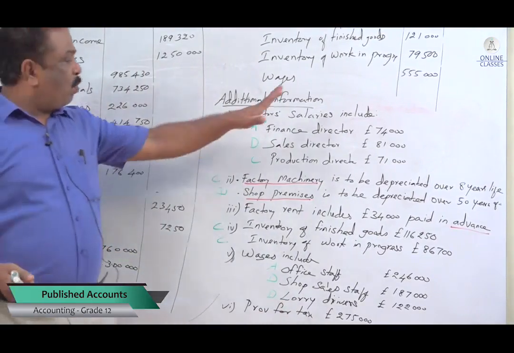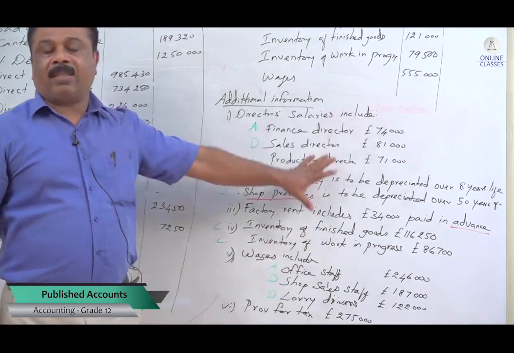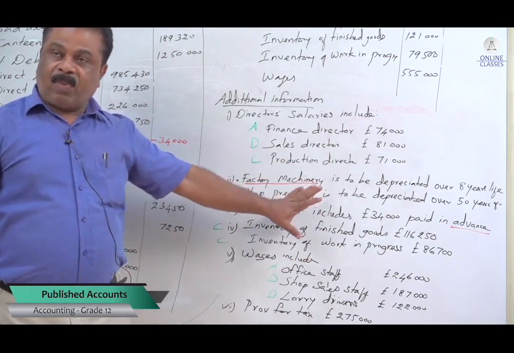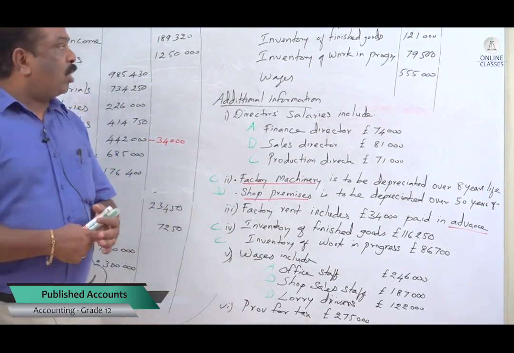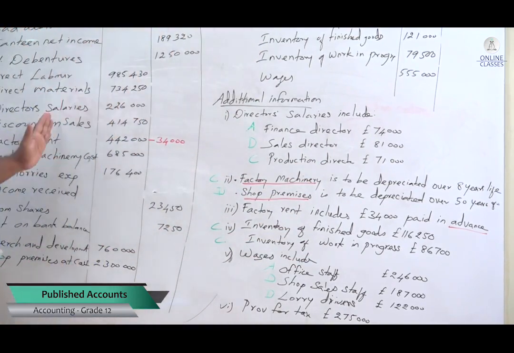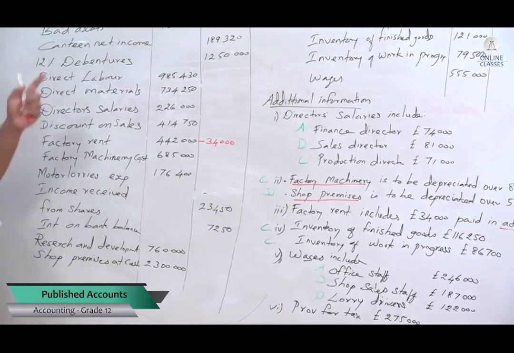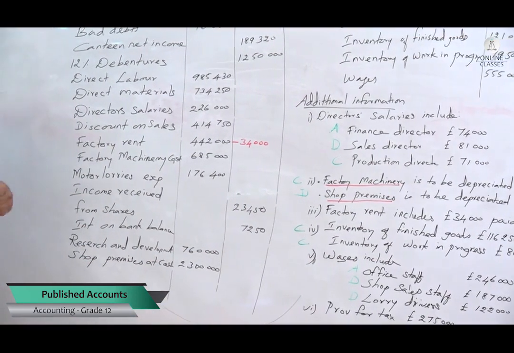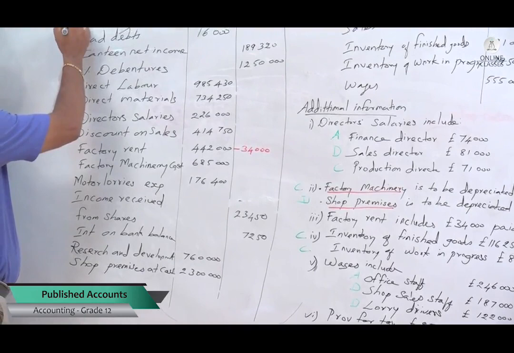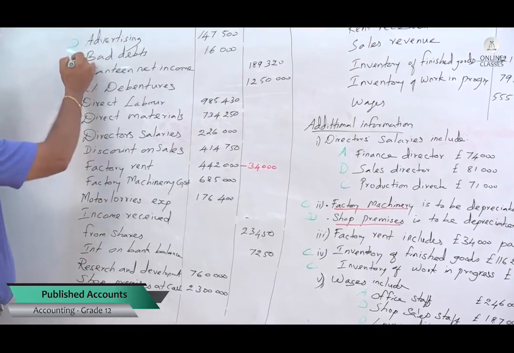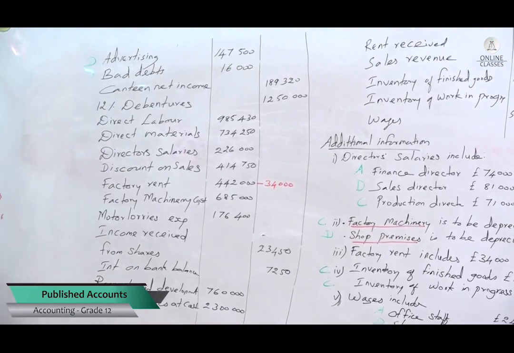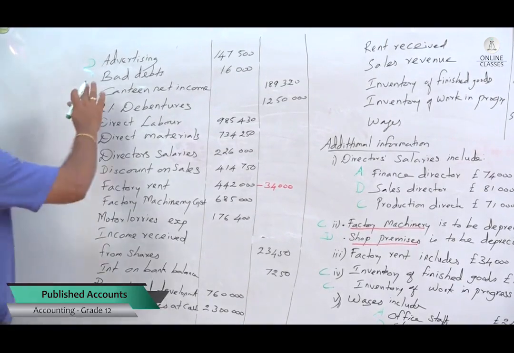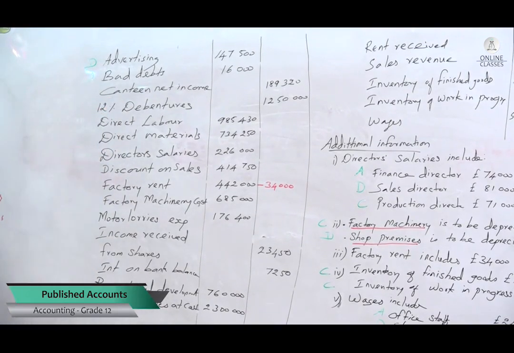Hope you understood how I marked the additional information. Additional information has been marked as either administration, distribution or cost of sales. Next, come to the trial balance which is given to you. Here, if you notice, advertising, distribution; bad debts, administration; canteen, net income. So it is an income.